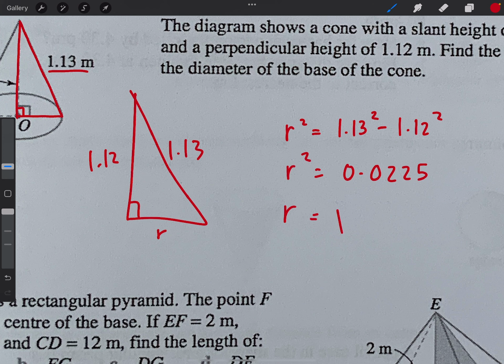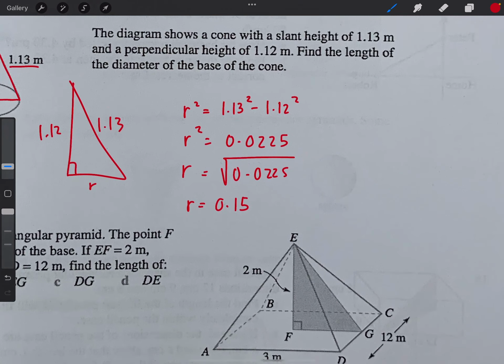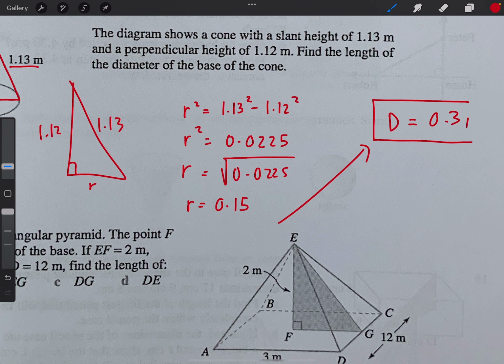So we square root of that. R is equal to the square root of 0.0225, and R is equal to 0.15. So we know that the radius is 0.15, therefore diameter must equal double of that, which is 0.3 meters. Done.